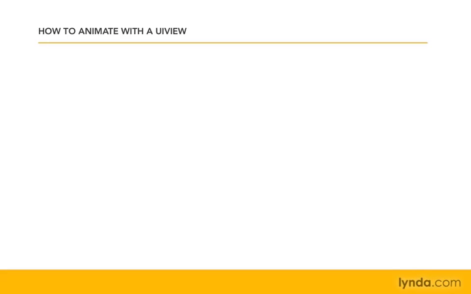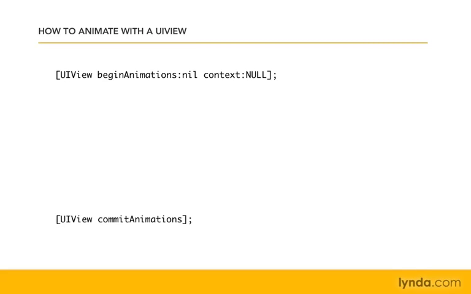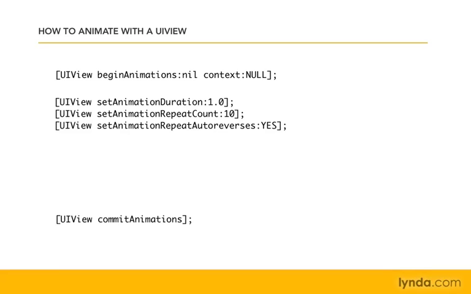The way that you do this is that you gather all the changes you want to make in an animation block. An animation block is a little block of code that starts with a call to the beginAnimations:context: method. It's a class method, meaning it's actually called on the UIView class itself, not on any particular instance of that. And then your block is going to end with a call to the commitAnimations class method. And in the middle, you're going to talk about what you want to change and how you want to change it.